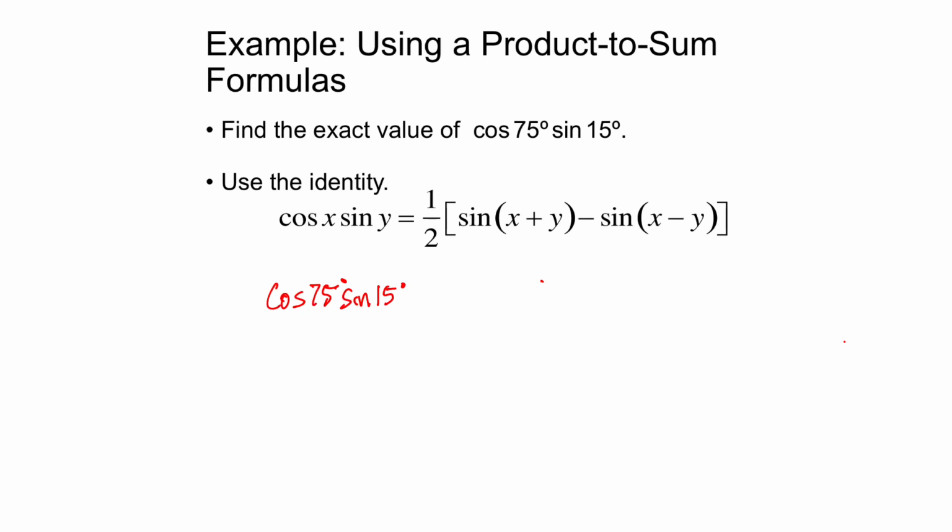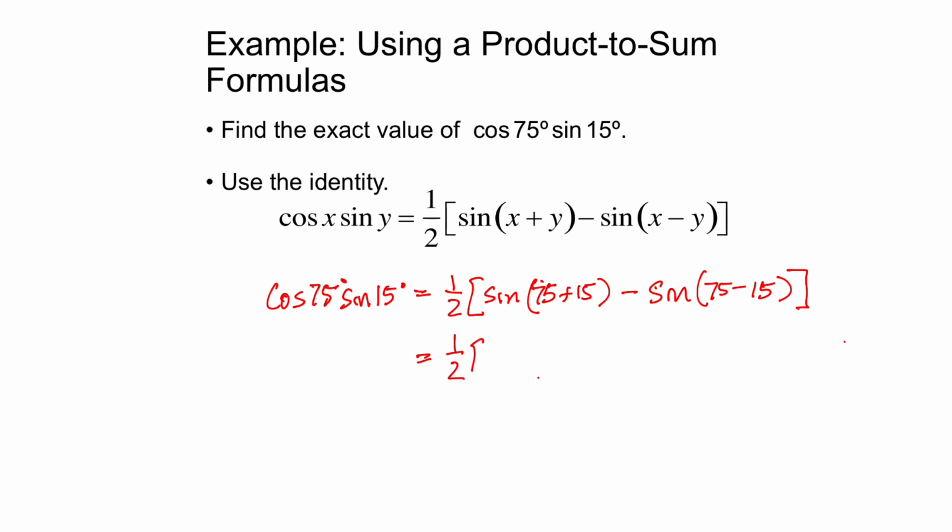Here's another example. We're going to find the exact value of cosine 75 times sine of 15. So we use the cosine times sine formula. That gives me sine of the sum, so 75 plus 15, minus the sine of the difference, so 75 minus 15. So that gives me 1/2 times the sine of 90 degrees minus the sine of 60 degrees.